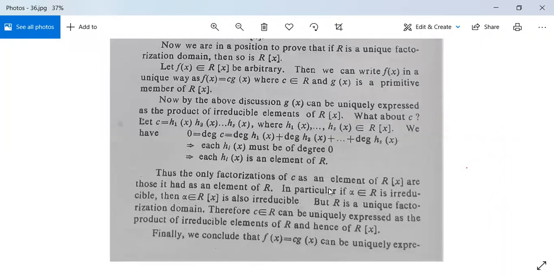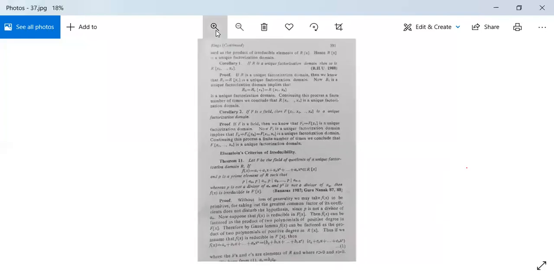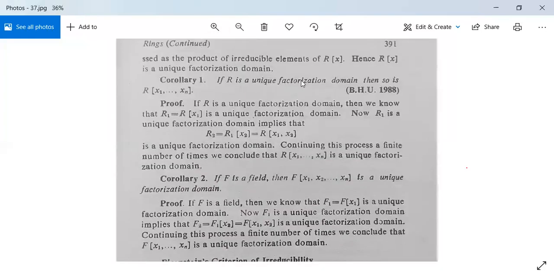Therefore, the only factorizations of c as an element of R[x] are those it had as an element of R. In particular, if alpha belonging to R is irreducible in R, then it is also irreducible in R[x]. But R is a unique factorization domain. Therefore, c in R can be uniquely expressed as the product of irreducible elements of R and hence of R[x]. Finally, we conclude that f(x) = c g(x) can be uniquely expressed as the product of irreducible elements of R[x], and this R[x] is a unique factorization domain. So this completes the proof of our earlier theorem.